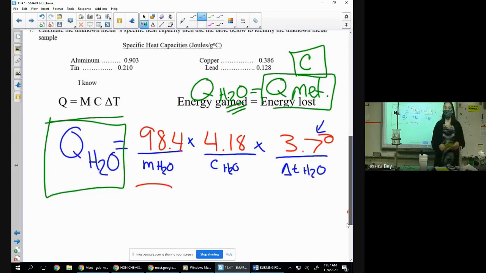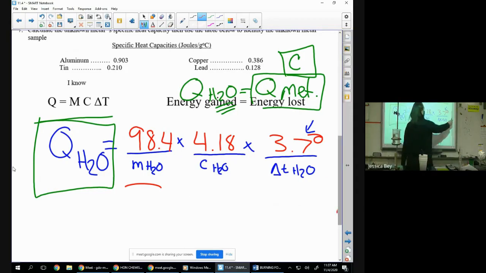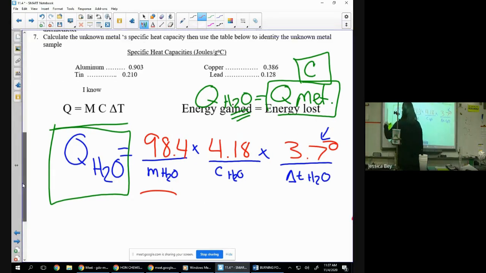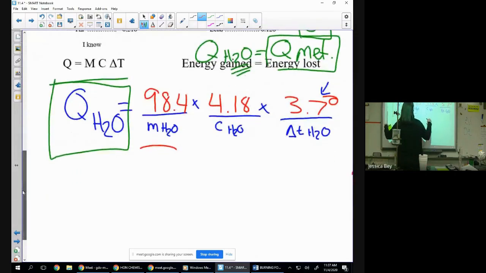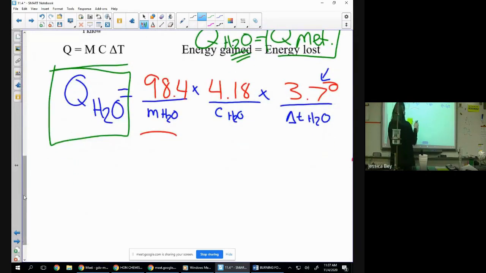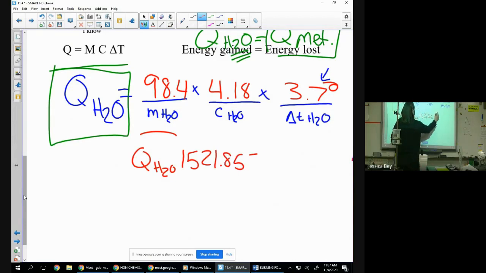Awesome. When I multiply those together, I'm going to get the Q value of my water. So we multiply in your calculator. I know you got it. Come back over here. I got 98.4 times 4.18 times 3.7. When you get that, the Q of the H2O is 1521.85 joules. Everybody feeling good on that?